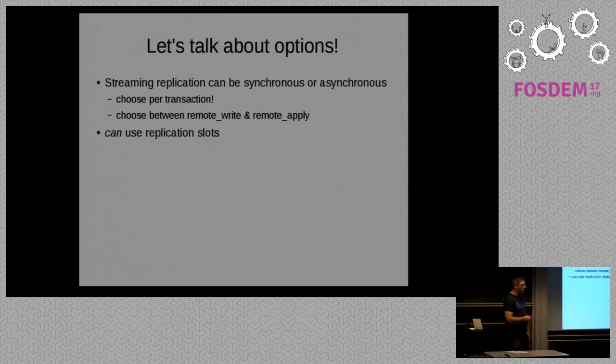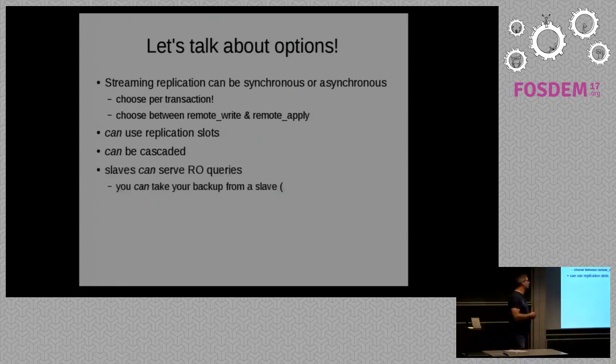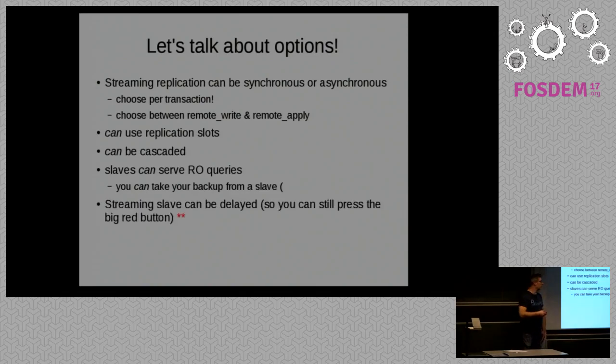You can use replication slots. I would for now say, yeah, know that they exist, but you don't actually need them when we're done here. They can be cascaded. We'll have a nice picture there. Slaves can serve read-only requests. You can even take your backup from a slave, but I think I didn't finish there. There's some implications with feedback, etc. So if you don't really, really, really need that, never mind. Streaming slaves can be delayed. So if you have your analyst doing delete from customers, you can still hit the big red button on the slave and say, okay.